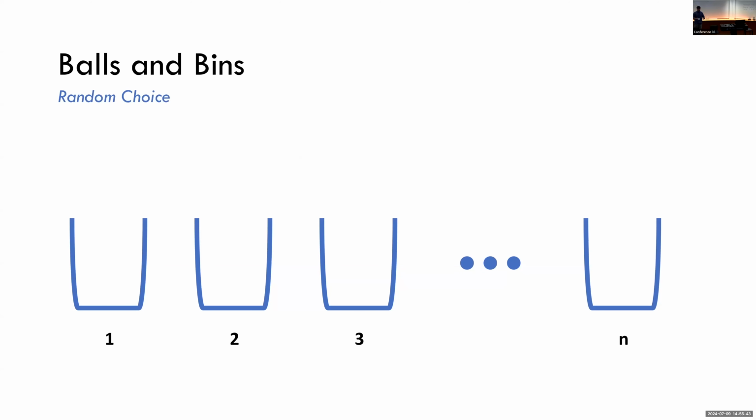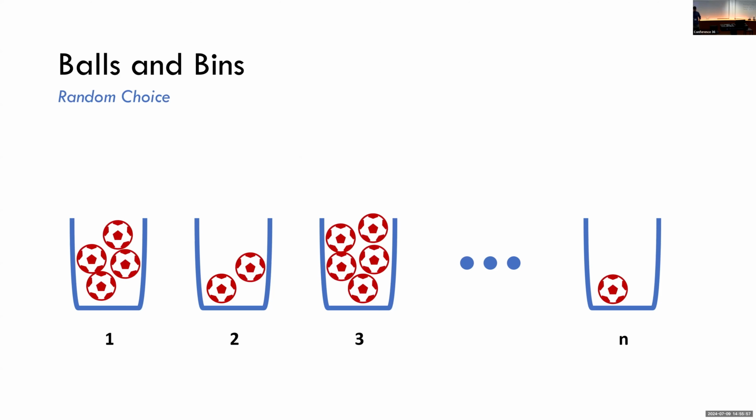Suppose you have a setting where you have n bins, and let's say for now that at each round, I'm going to sample one bin uniformly at random. And let's say I sample bin 2, and I'm going to add a ball into that specific bin. I continue this way until I have inserted a total of m balls into the bins.